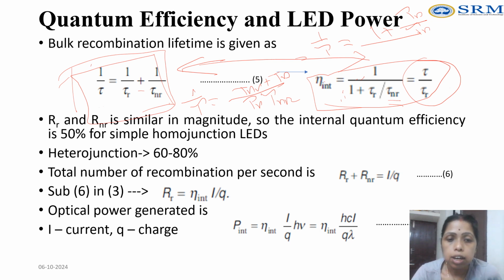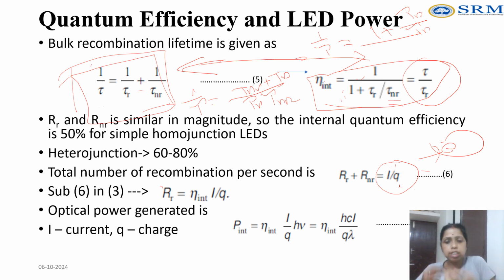So then next step is that normally I by Q. What is the I by Q? I is how much current is produced, Q is the charge of the electron. So I by Q gives the total number of electrons injected. So you are giving some current, and due to that you are getting injection of electrons and holes. Those electrons and holes will be responsible for the radiative recombination and the non-radiative recombination. So that's why I by Q is equal to R r plus R nr.